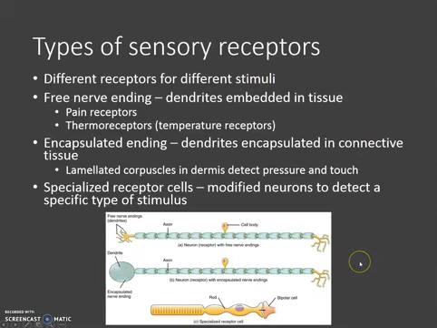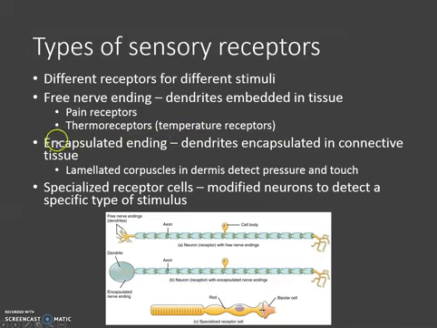Now there are multiple different types of sensory receptors, and the different receptors detect different stimuli. So some examples include free nerve endings. These are dendrites of specialized neurons that are embedded in tissue, and these are typically found in tissues like the skin. These include things like pain receptors and thermoreceptors, which detect temperature changes.